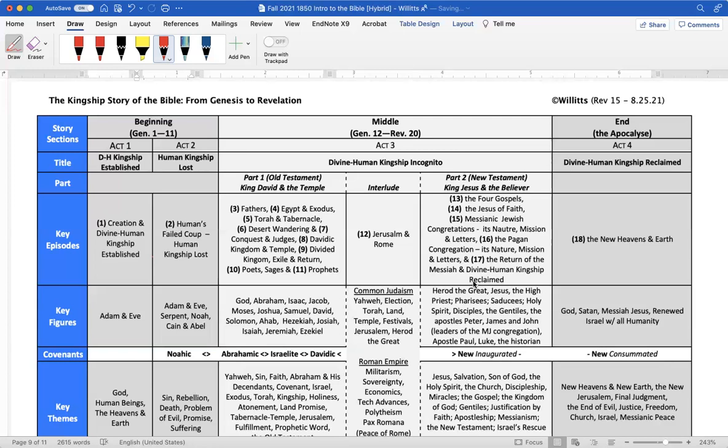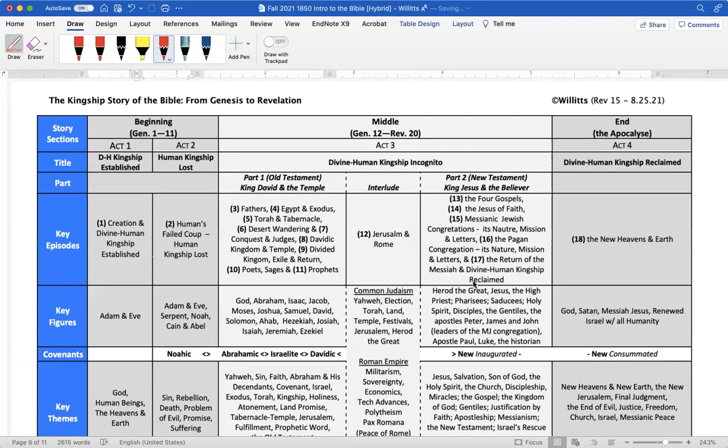And I mapped that in this diagram. I've further divided the beginning, middle, and end into acts in a four-act play. The first act is divine human kingship established in creation. The second act is human kingship lost in what's typically called the fall. We're calling it the coup. Act 3 is divine human kingship incognito. And then the last act is human divine kingship reclaimed.